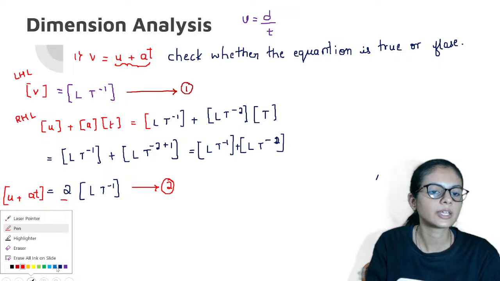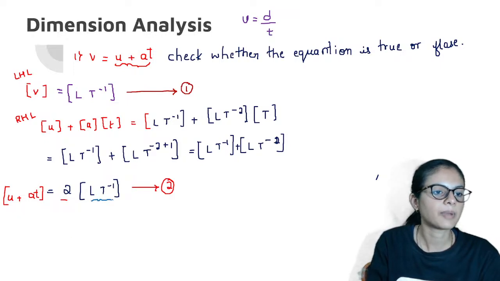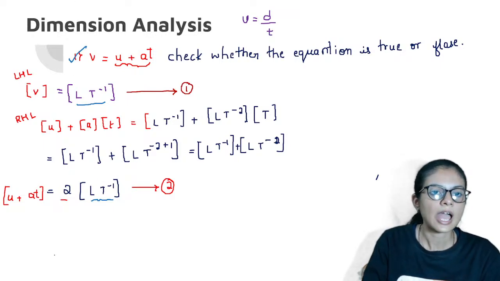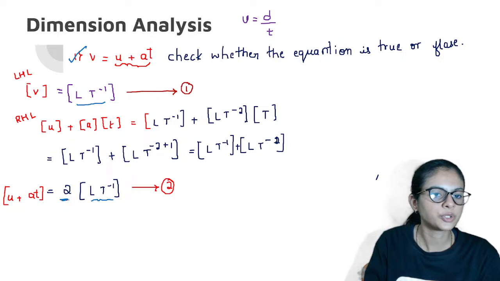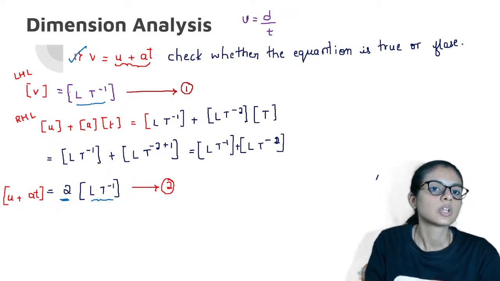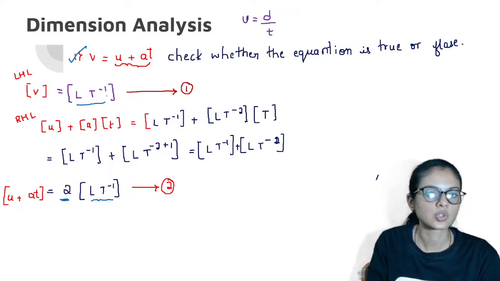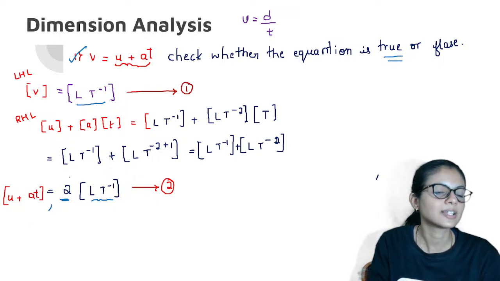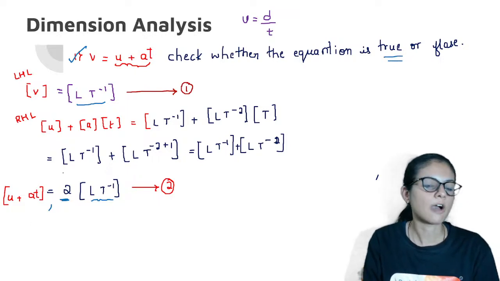I'm just comparing here L T minus T power 1 minus T inverse and L T inverse. So these quantities are the same, nothing but this equation is right. I'm not worried about this constant quantity because I'm just checking the dimensions here. So the dimension is the same, so the answer is right. So is it true or false? It's true. How? By dimension analysis, we have proved this.